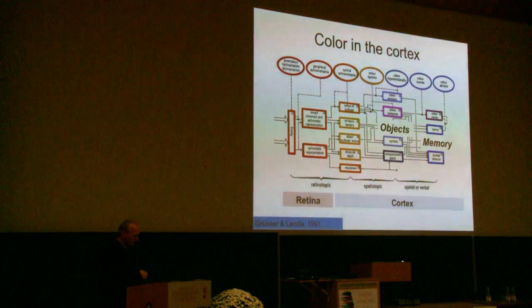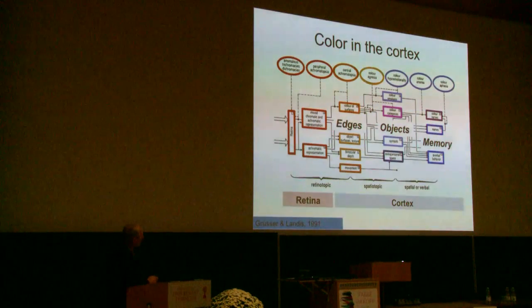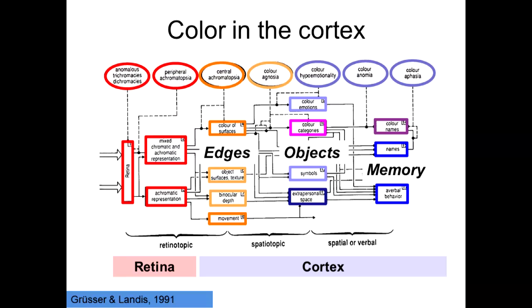Now, the color information about edges here is actually part of the processing that is so successful in helping us to recognize objects more quickly. Now, when we get to the point about memory, remembering things better, there's an additional complication.